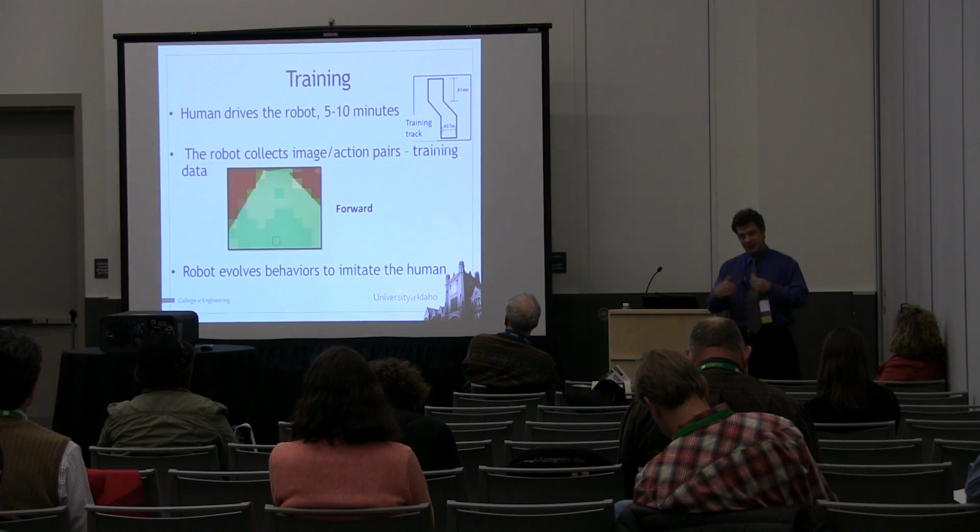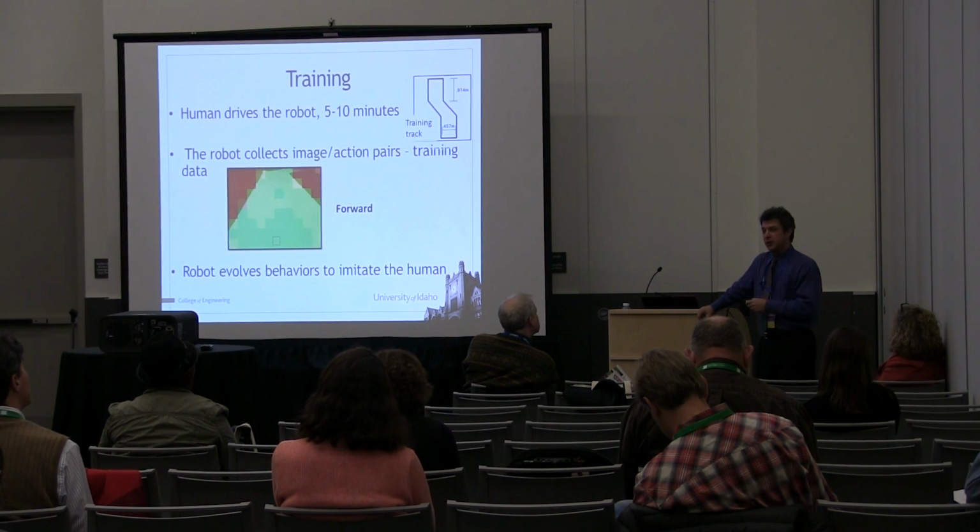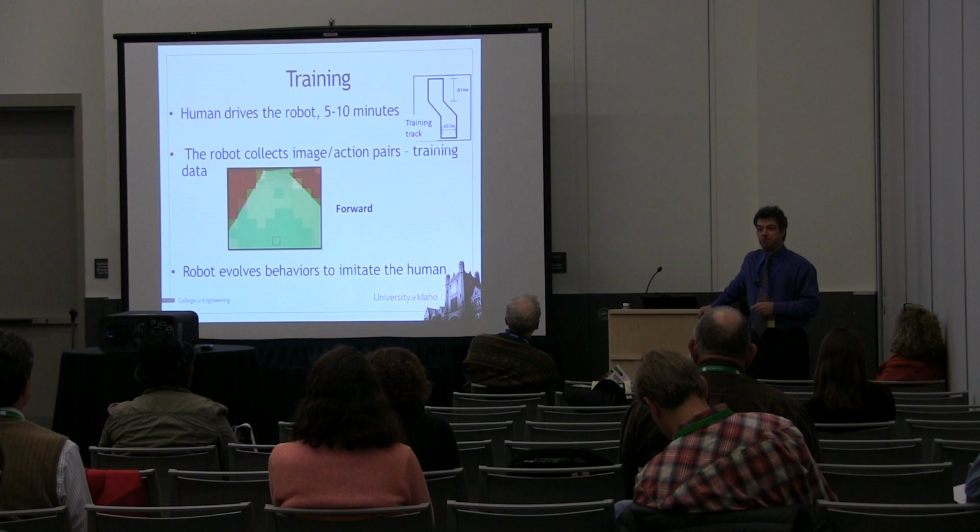And the way we do that can think of it as training. And so a person will drive the robot, usually just for a few minutes is all it takes. And we have a little training track. So it sort of goes up, makes a little turn, goes a little further, turns around, comes back. And the track is again sort of this red color.